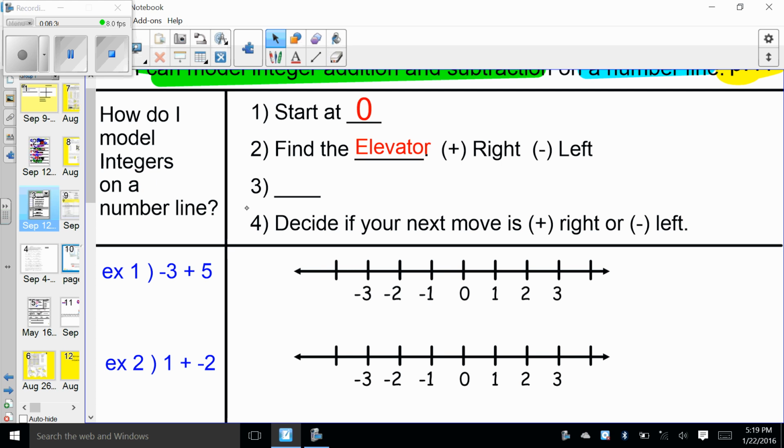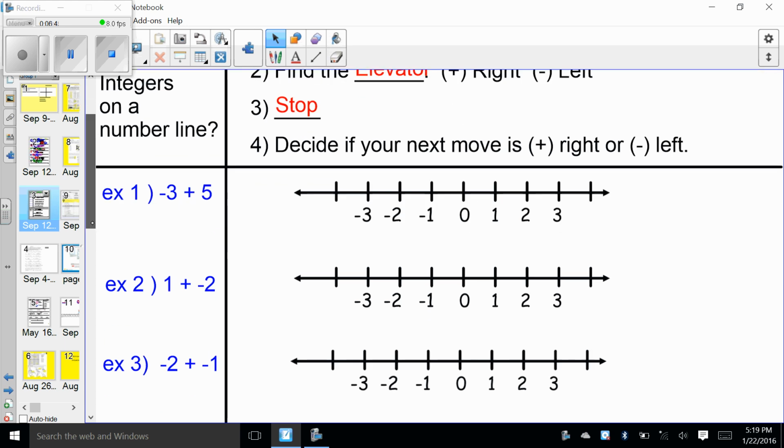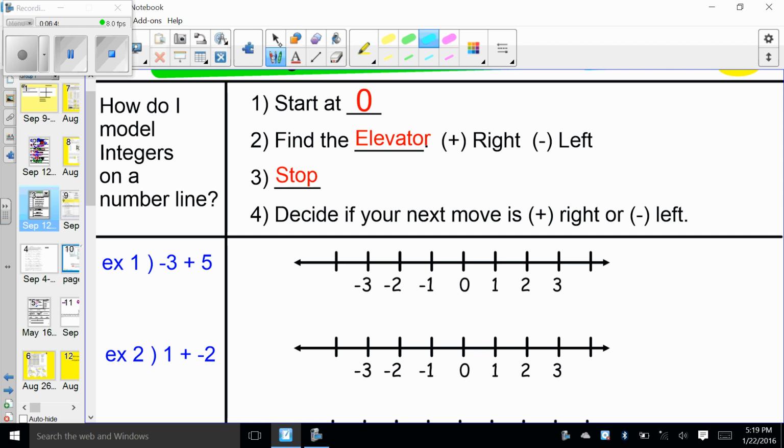What's a little bit different about this particular case is we are not going to go up and down on the elevator at all. We're actually not even going to get in the elevator. We're just going to find it. And what we're going to do is stop at that point and make a decision about our next move. So here's how it works. We always, according to the directions up here, start at 0. So everybody should be making a mark at 0.